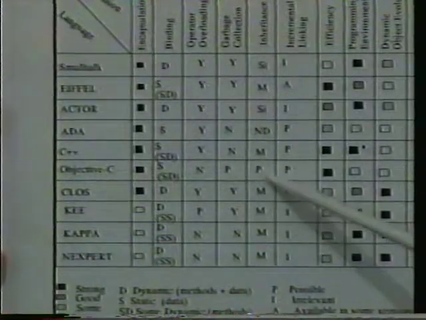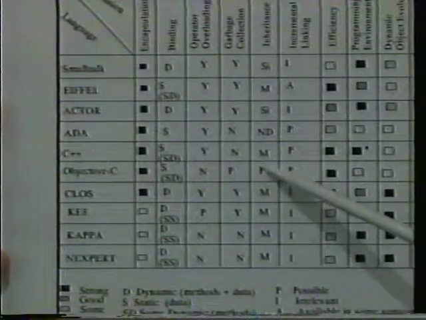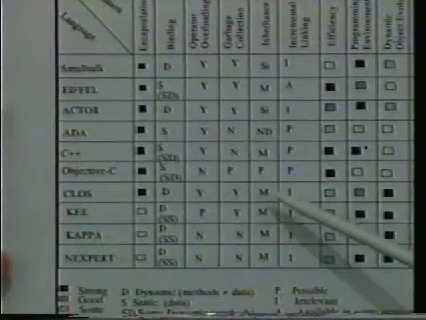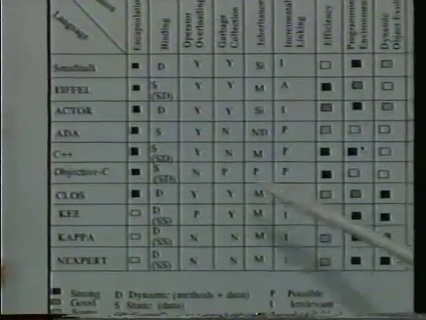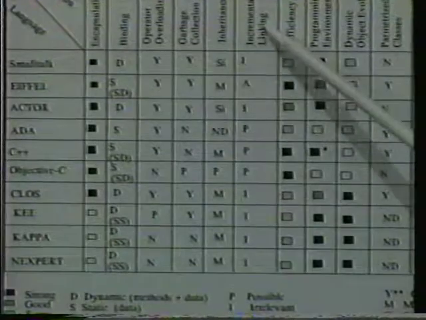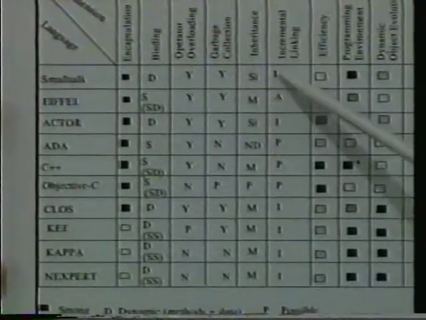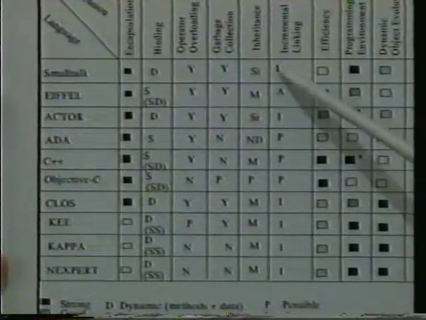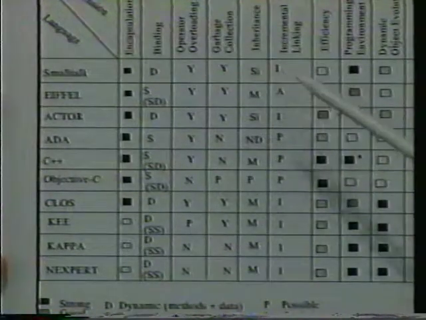Objective-C does not offer multiple inheritance. They say this is possible. Most of the other languages offer multiple inheritance. In terms of incremental linking, since Smalltalk is an interpretive kind of language, this is not a big issue.